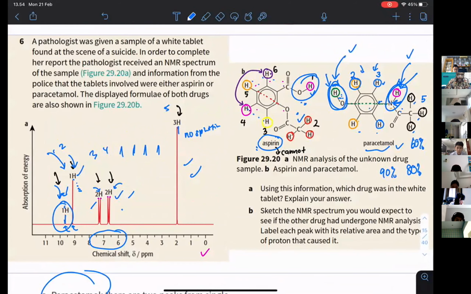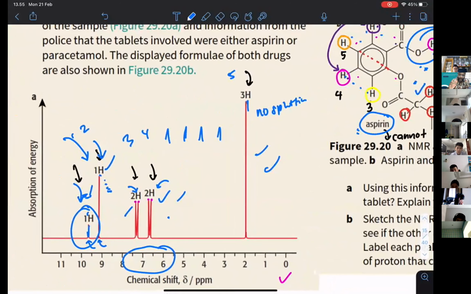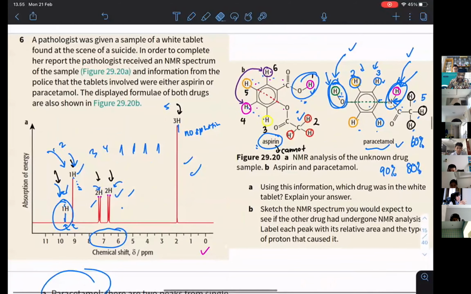Now, Christopher wrote something. Let me check. Okay, so using heavy water is to find which peaks are OH and NH. They can help us to predict. If you use this heavy water to identify, then that is going to be helpful. If in this NMR only one peak disappears, then I know it's going to be aspirin. If two disappear, then automatically I know it's going to be paracetamol.